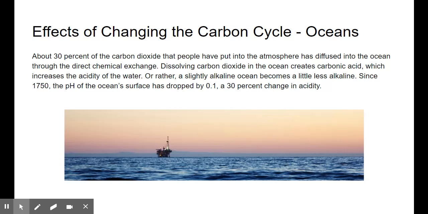So here's the effects on the oceans. About 30% of the carbon dioxide that people have put in the atmosphere has diffused into the ocean through direct chemical exchange. Dissolving carbon dioxide in the ocean creates carbonic acid, which increases the acidity of the water. Or rather, a slightly alkaline ocean becomes a little less alkaline. The pH of the ocean surface has dropped by 0.1, a 30% change in acidity. So again, go back to that video we just watched. If the oceans get too acidic, there's going to be marine life that just dissolves because of the acidity of our oceans.